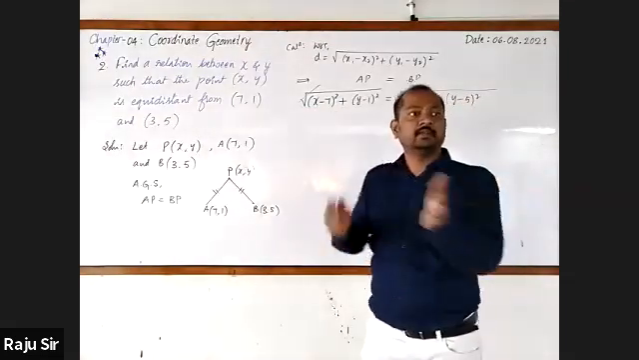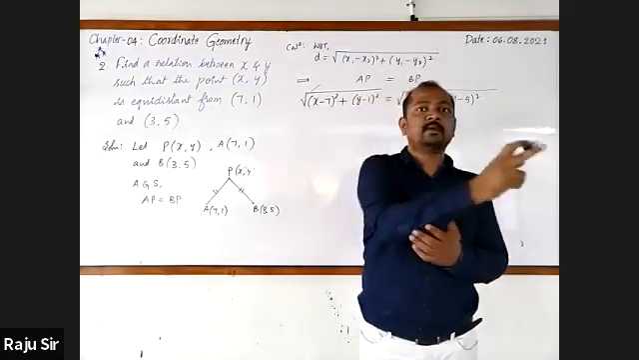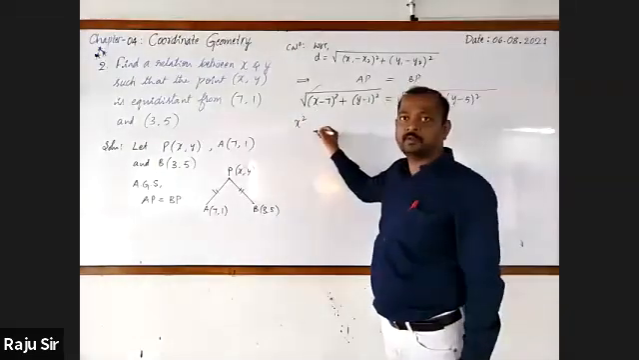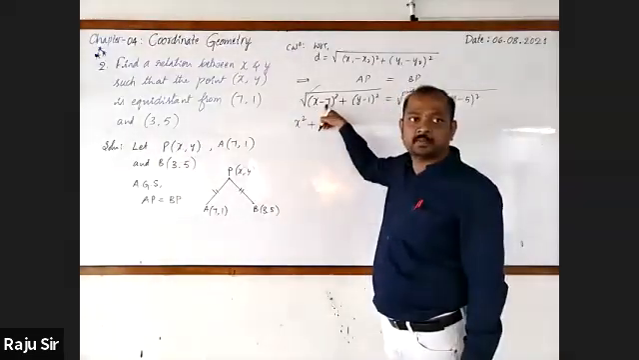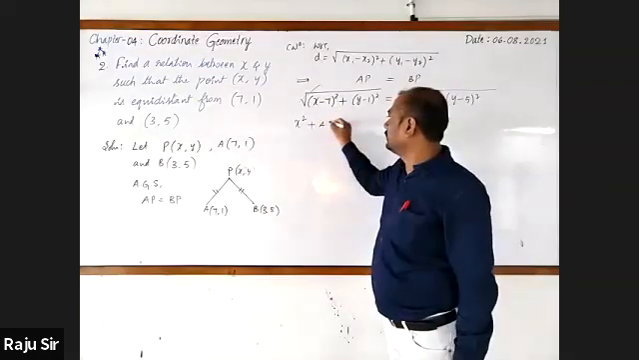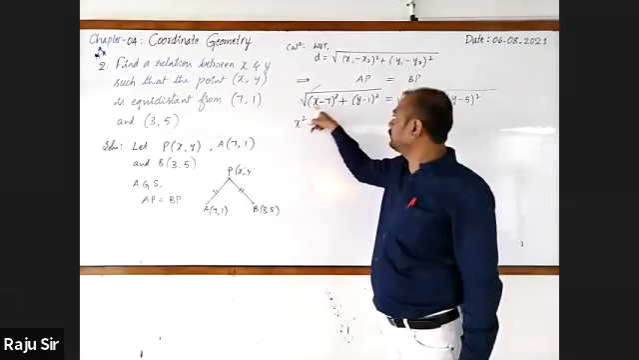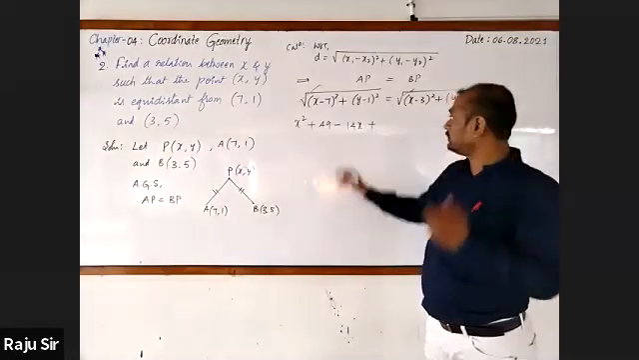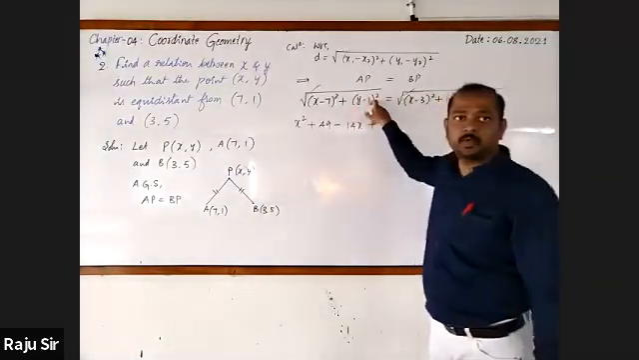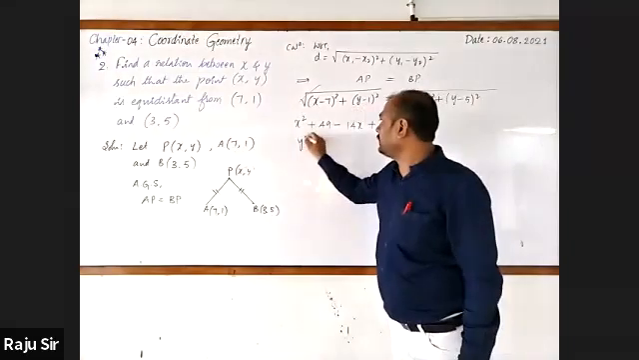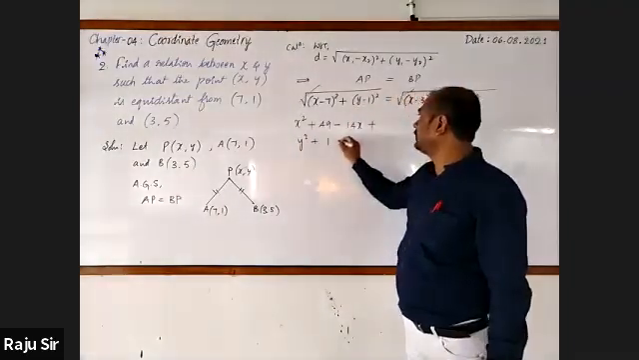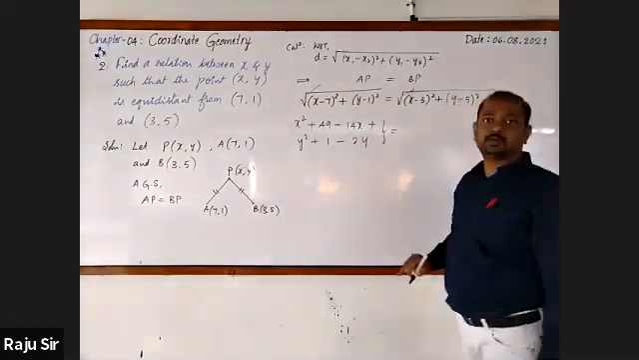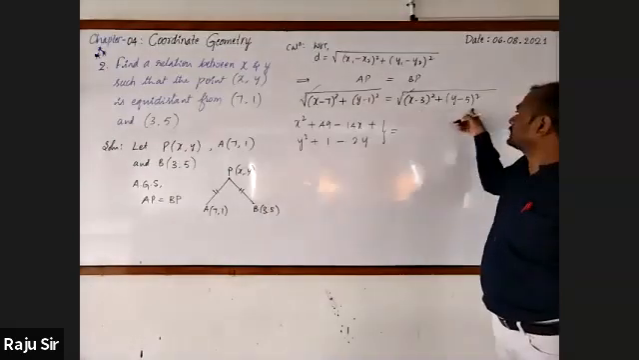(a − b)² = a² + b² − 2ab. Please write with me. a² is x², plus b² that is 7², which is 49, minus 2ab, 2 into x into 7, 14x. Plus (y − 1)²: y² plus 1² is 1, minus 2 into y into 1, 2y.